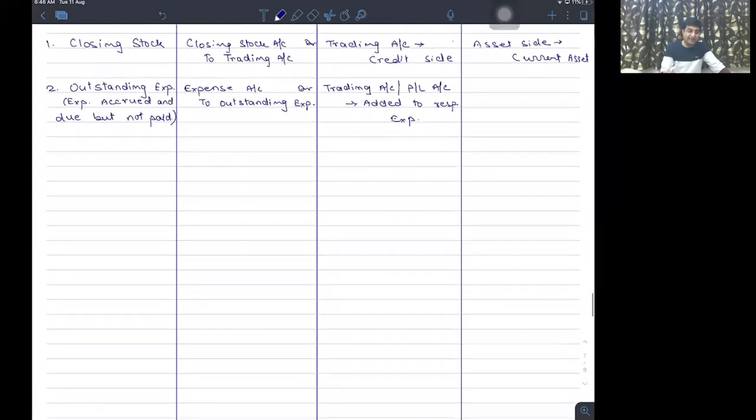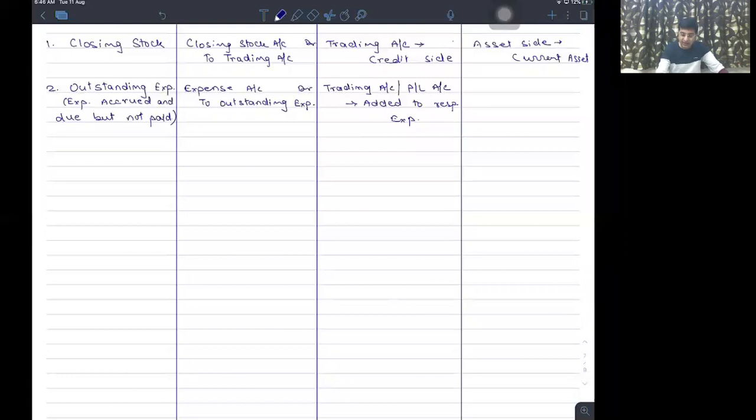Now it will either appear in the trading account or the P&L account. How? Let's take the example of wages, carriage inward. If they are outstanding, those will be added in the trading account because those are direct expenses. And if they are profit and loss account items, like electricity, telephone, traveling, salaries, then those will be added to the respective expense in the profit and loss account.